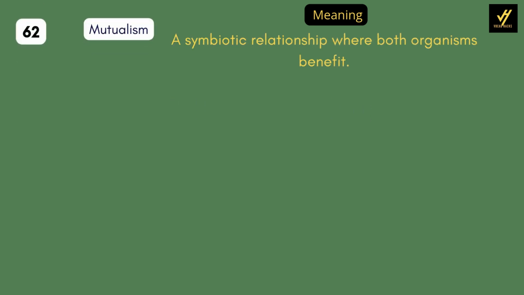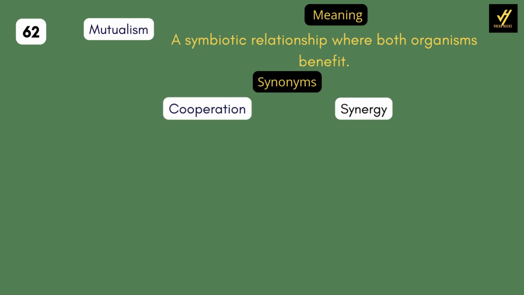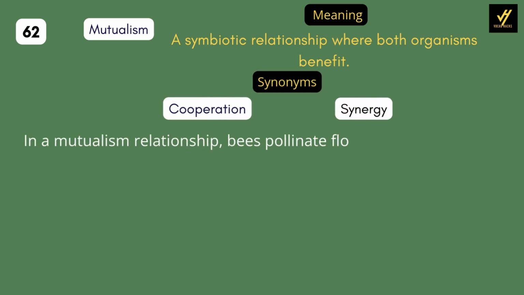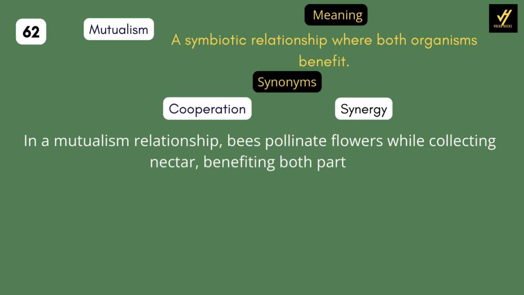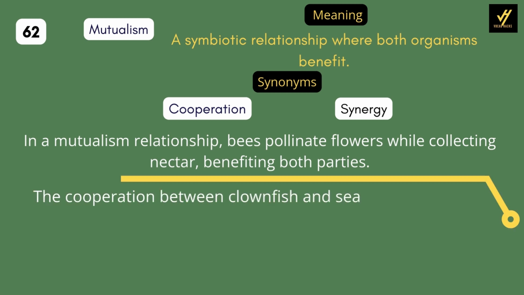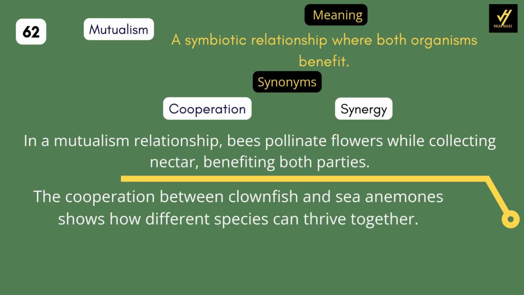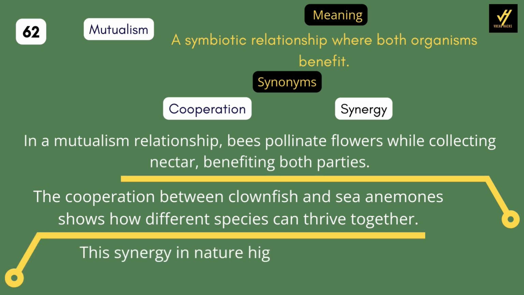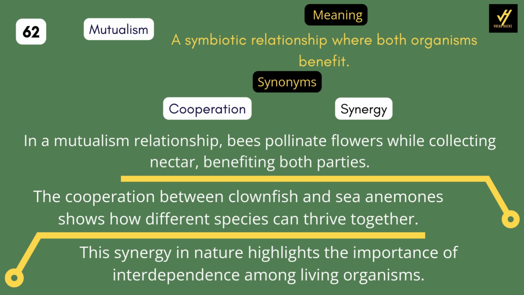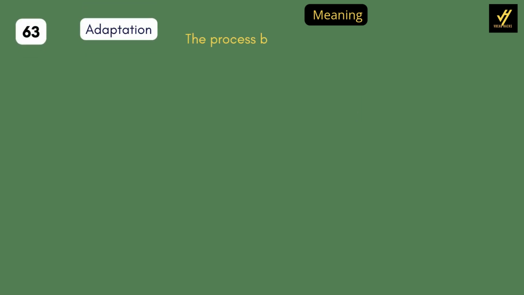Mutualism, a symbiotic relationship where both organisms benefit. Cooperation, synergy. In a mutualism relationship, bees pollinate flowers while collecting nectar, benefiting both parties. The cooperation between clownfish and sea anemones shows how different species can thrive together. This synergy in nature highlights the importance of interdependence among living organisms.